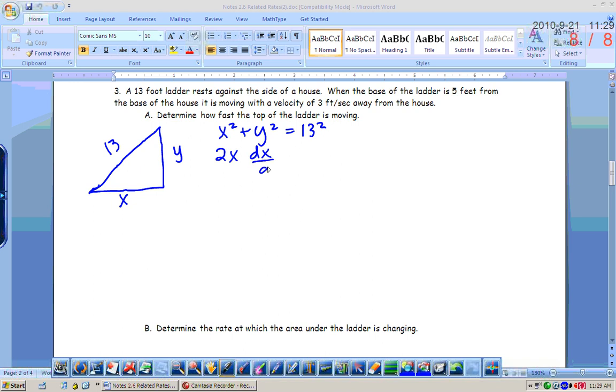So my equation is going to be x squared plus y squared equals 13 squared. Derivative: 2x dx/dt plus 2y dy/dt equals what? 0.